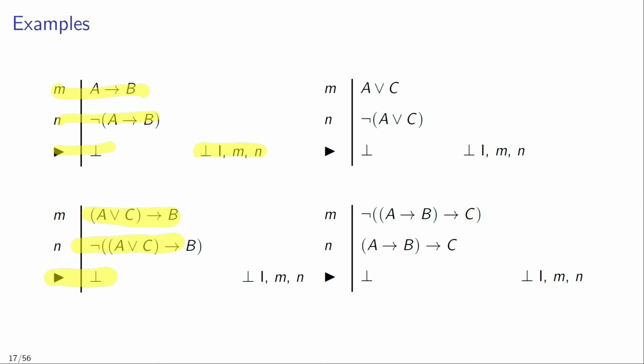Again, you can infer bottom. And so on and so forth. Suppose in line M you have the disjunction A or C, and in line N you have the negation of this disjunction, you can infer bottom. Or if in line M you have the sentence, it's not the case that if A then B then C, and in line N you have the sentence if A then B then C, again you can infer bottom. So all that's needed is that in one line of your proof you have a sentence, and in another line of your proof you have the negation of that sentence.